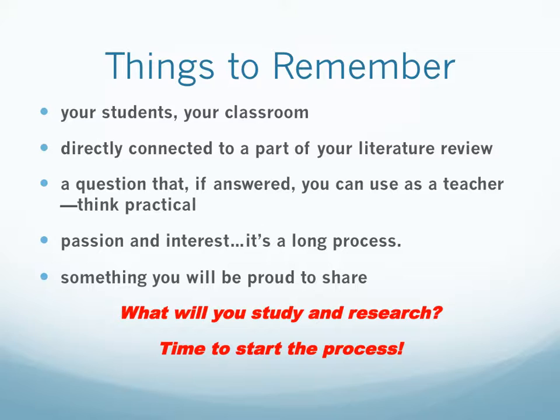So let's just review the things that are important for you to remember at this point. Your action research topic and question needs to be something that can be done with your students in your classroom. It needs to be directly connected to a part of your literature review, something that you learned as you were writing chapter 2. It needs to be a question that, if answered, you can use as a teacher. It's practical. It's something you can do, something that will improve your teaching.